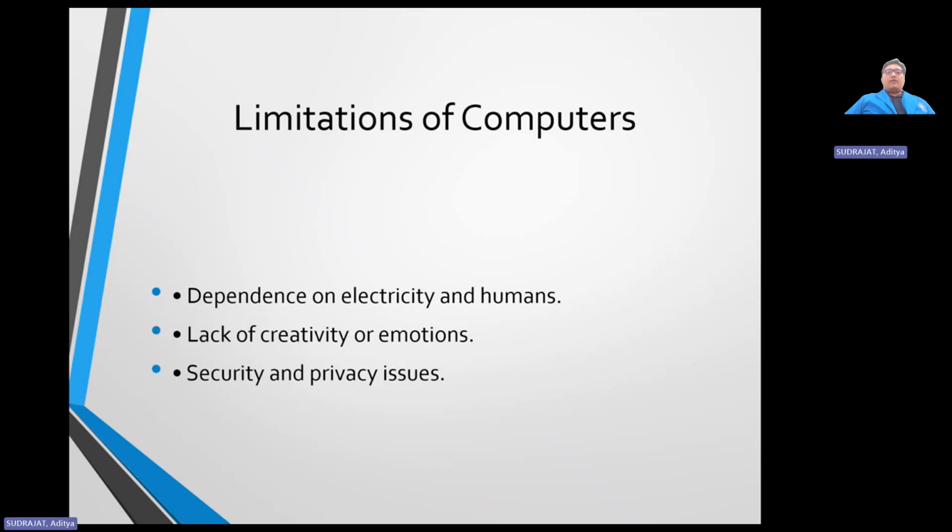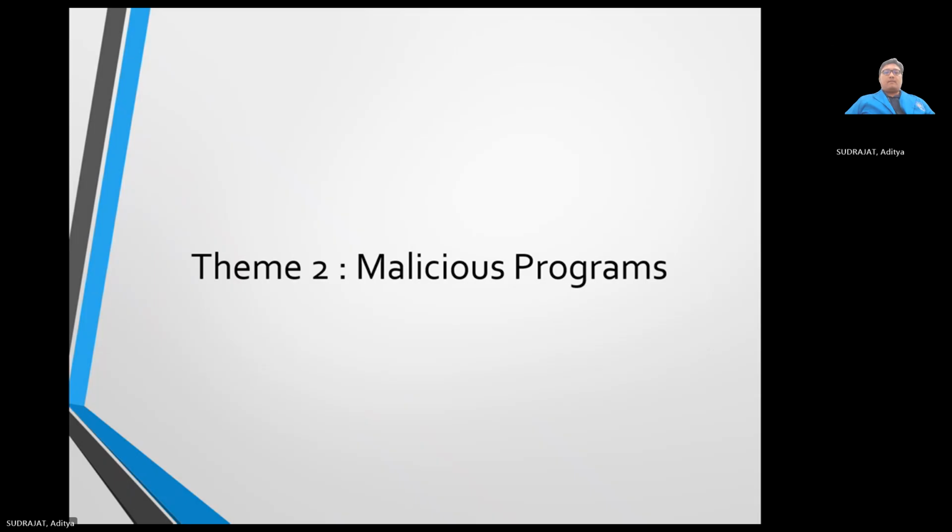Two, lack of creativity or emotion, because computers only do our tasks. We tell the computer what to do, so there is a lack of creativity and innovation. Third one is security and privacy issues. Because we use computers and access the internet, we cannot guarantee our security and privacy are kept good. So that is theme number one for computers.